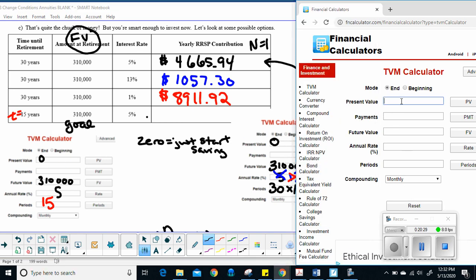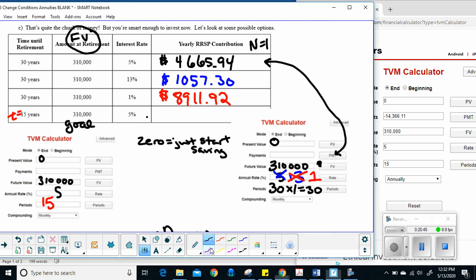So hang on here. Let's see. 0 present value, so future value has to be 310,000. Annual interest rate is 5. We're only doing this for 15 years now, and we have to make sure we're on annually. Oh my goodness. I don't think I like that answer. You have to be saving $14,366.11 a year.